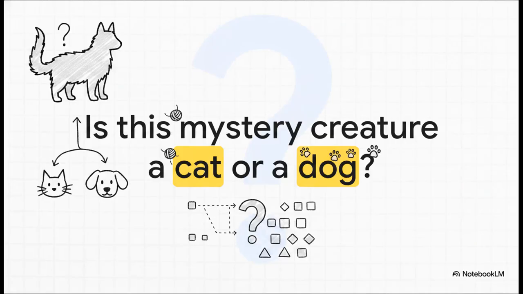Just imagine you're handed an image of an unidentified animal. It's got pointy ears, a long tail, some fuzzy fur, and you need a computer to automatically categorize this mystery creature as either a feline or a canine. Well, this is a classic classification problem, right? And it's exactly the kind of puzzle the K-nearest neighbor algorithm is built to solve.